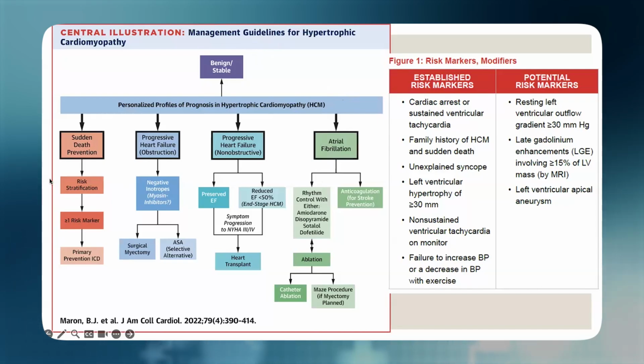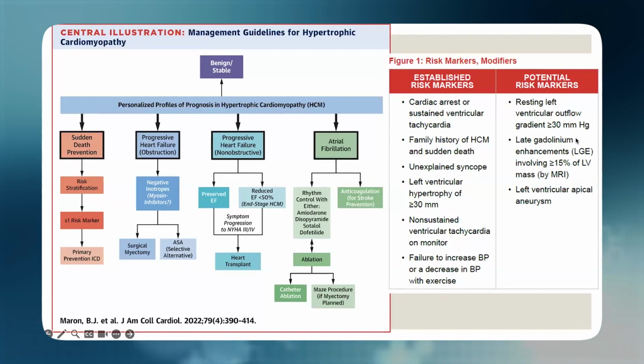Sudden cardiac death prevention is the most important aspect in HCM. If you miss it as a clinician, you're at fault. We have to risk stratify and go for ICDs for primary prevention of death. Established risk markers are cardiac arrest or sustained ventricular tachycardia, family history of HCM and sudden death, unexplained syncope, left ventricular hypertrophy of more than 30 millimeter, NSVT on Holter monitoring, and failure to increase BP or a decrease in blood pressure with exercise. This has to be done under very controlled circumstances.